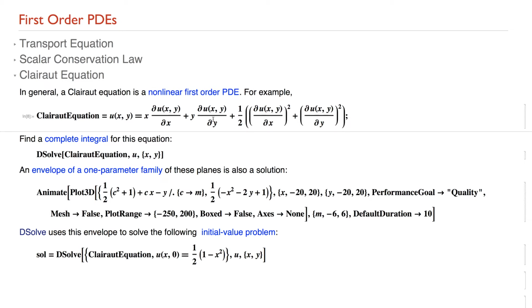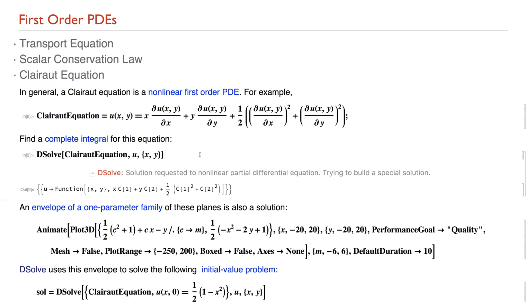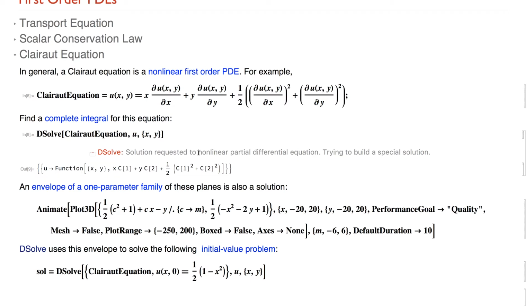It's got 3 terms, x times a first partial derivative, and then y times another partial derivative, and that is the nonlinear term. Okay, so it turns out that for nonlinear PDEs, the best kind of solution is a so-called complete integral. So let's find it over here. And DSolve complains that this is a nonlinear PDE, so it is trying to build a special solution. And this special solution is based on parameters C1 and C2.